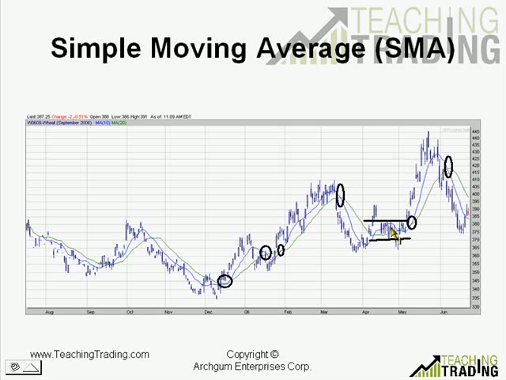Now also notice that prices started to move down right about here. But we got the sell signal here. So we have a late sell signal. And this is because the simple moving average is a lagging indicator, so it moves behind prices. Next, we're going to show you what is called the exponential moving average, which will help reduce this lag.